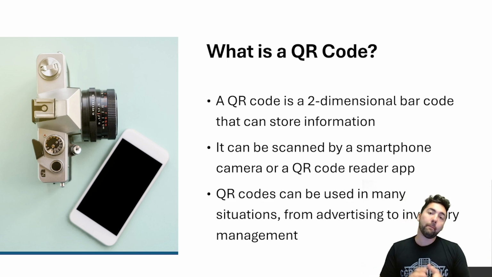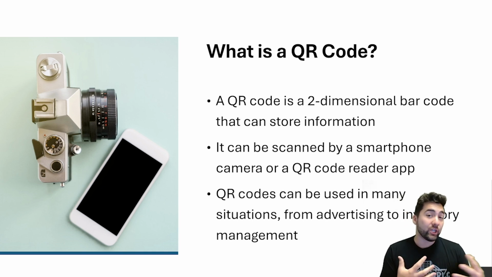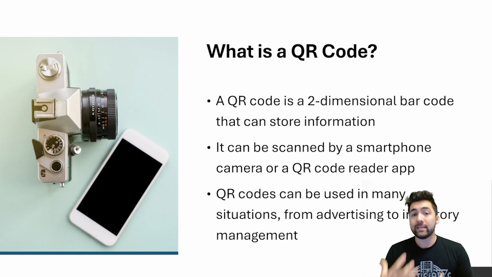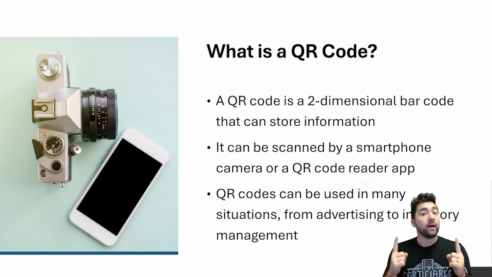You can scan it using a smartphone. That's one of the simplest ways you can do it. You also might have a QR reader app. Personally, I think just opening up your smartphone's camera and pointing it at the QR code is going to be the fastest way for you. Other things to think about: QR codes can be used in a ton of different ways. Power BI reporting is just one way.